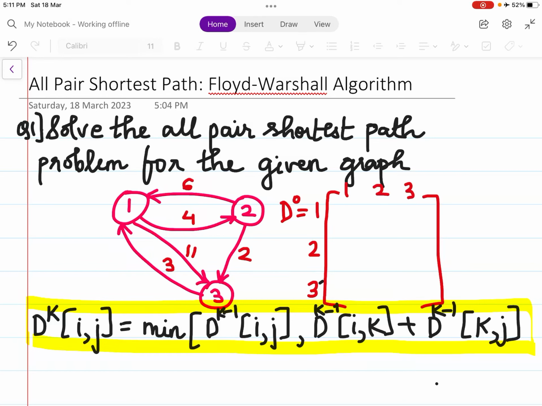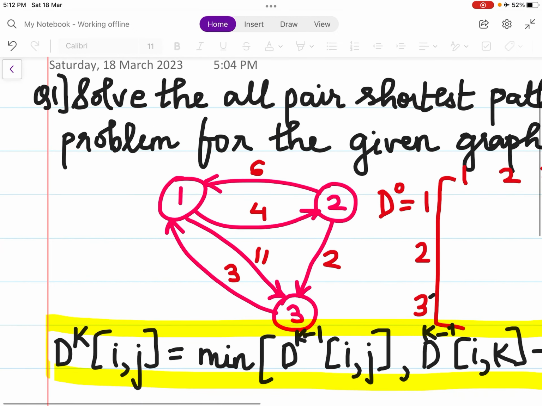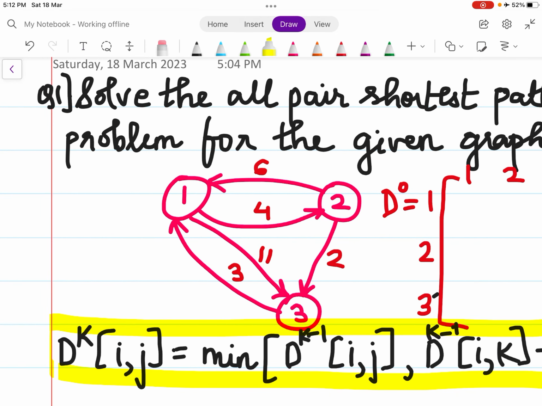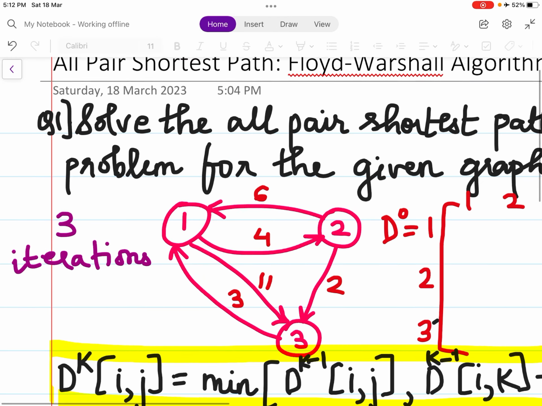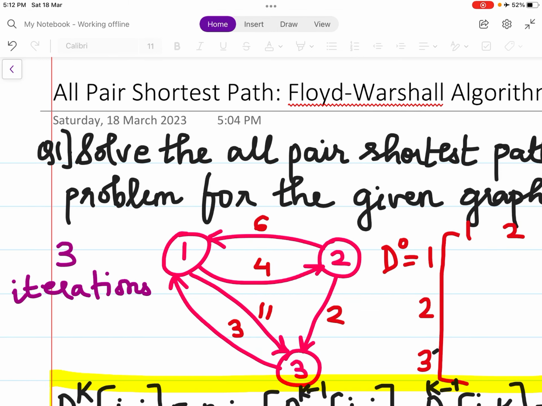So under dynamic programming, we have all pair shortest path, Floyd Warshall algorithm. Solve the all pair shortest path problem for the given graph. The graph has 3 vertices. The number of vertices is equal to the number of iterations performed. So if there are 3 vertices, then we will perform 3 iterations. And these sums for all pair shortest path are normally solved using the matrix.